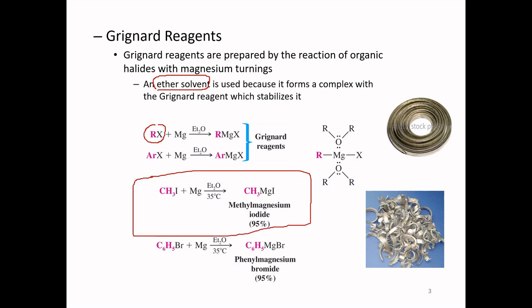The first one involves the use of iodomethane. This iodomethane is reacted with magnesium turnings, and we use ether solvent at a mild temperature, only 35 degrees Celsius. It affords methyl magnesium iodide, which can be obtained at 95% yield, which is quite high for a reaction. Instead of using alkyl, we can also use aryl halides as shown in the second reaction.